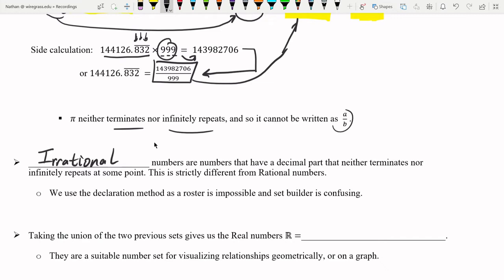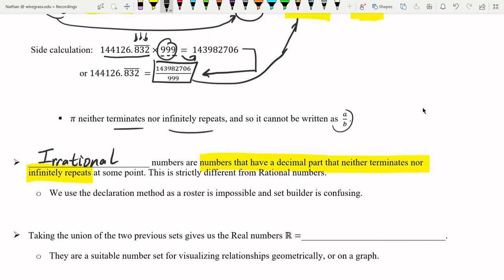So the way we talk about this set is we use the declaration method, because a roster is actually impossible to write. And I think we can write a set builder notation for it, but it's going to be very confusing, whereas the declaration is much simpler. It's just numbers that have a decimal part that neither terminates nor infinitely repeats. And of course, at this point, you can see, if we have all the numbers that have a decimal part that neither terminates nor infinitely repeats, that's irrational. And numbers that either terminate or infinitely repeat, that's rational.